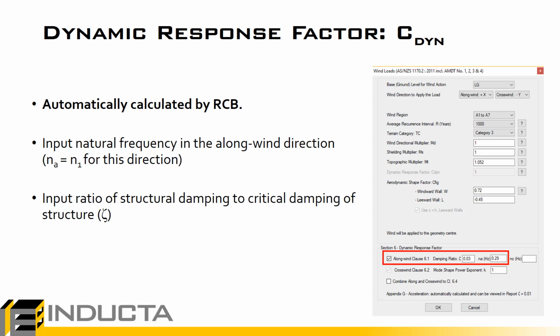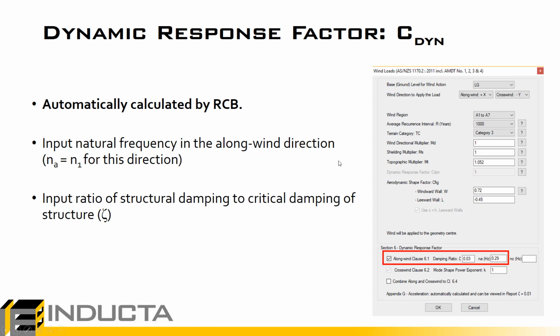So within the program we switch on, we know we're wind sensitive, so we have to switch on the along wind clause 6.1. Crosswind is automatically switched on. It will be there in reality. And this C dynamic grays out, meaning the program will calculate it for us. So we put in our damping ratio, structural damping to critical damping, and we put in some natural frequency. So for this particular case, we'll assume that N_A, so the subscript A being the natural frequency in the along wind direction, is equal to the first natural frequency. I'll talk about which one is which in just a moment.